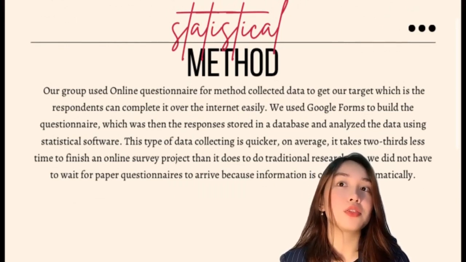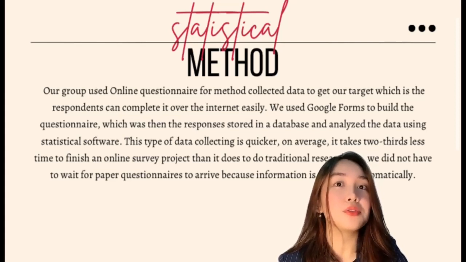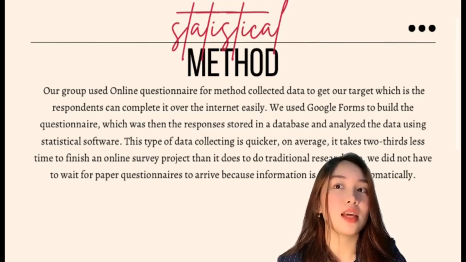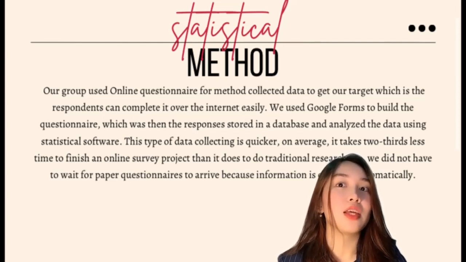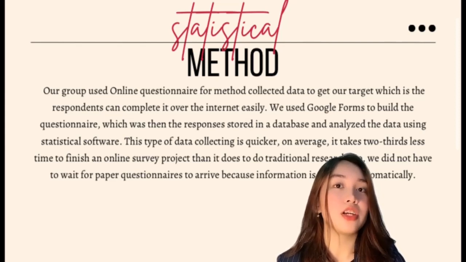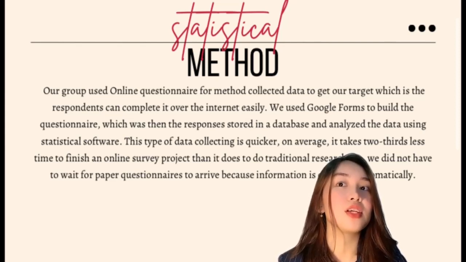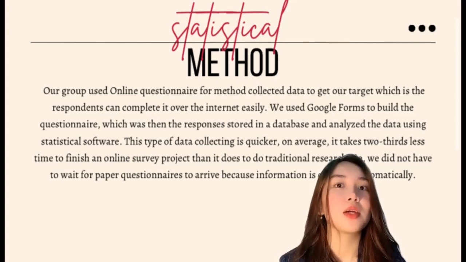Our group has used an online questionnaire as the method of collecting data, so that the respondents should be able to complete it over the internet easily. We used Google Forms to build the questionnaire, with the responses stored in a database and analyzed using statistical software. This type of data collection is quicker, and on average it takes two-thirds less time to finish an online survey project than it does to do traditional research. So we did not have to wait for paper questionnaires to arrive because the information is collected automatically.